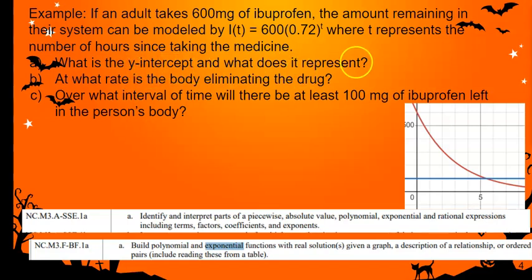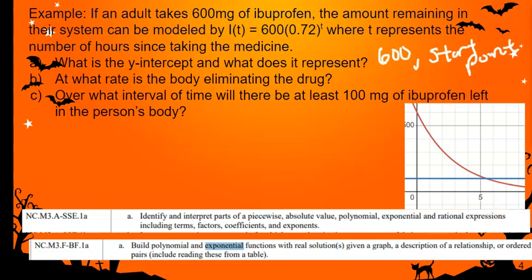Which one of those numbers is the y-intercept? Thank you. Y-intercept is the same as what again? Starting point. And they also asked here, what does it represent? It represents exactly what y'all just told me, starting point. As soon as you take that medicine, you got 600 milligrams in your body.